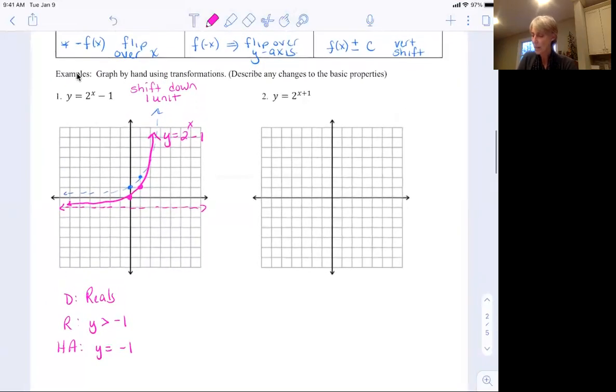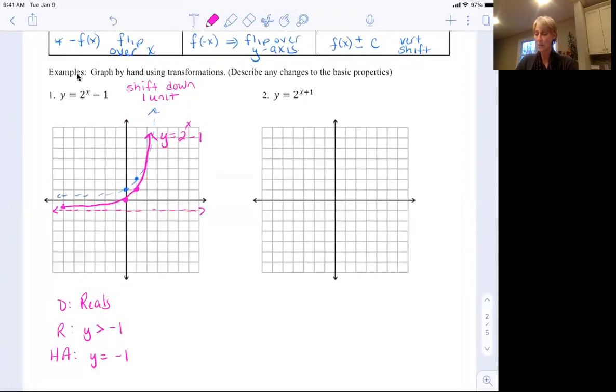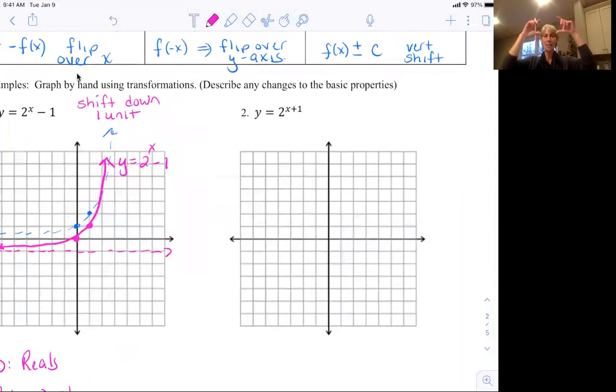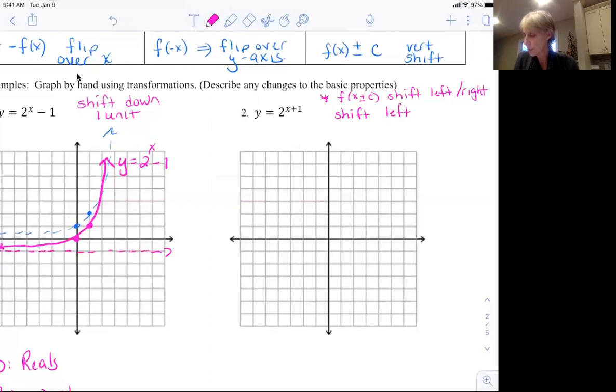So if I have y equals 2 to the x plus 1, and we didn't talk about this, but again, I'm expecting you remember some stuff. Now, where is the shift? The shift is attached to the x. Remember, when our shift is attached to the x, we shift left and right, and we always move opposite. So in this particular example, we're going to take our graph and shift it left 1 unit.